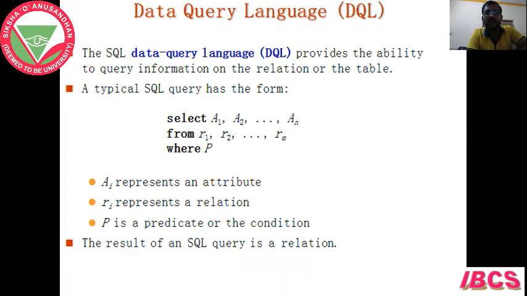Now we move on to the data query language, or DQL. Data query language has the ability to get information from the table. The typical syntax is: select A1, A2 up to AN from the relation R where P. Here A1, A2 up to AN are the attributes, R represents the relation or the name of the table, and P is the condition.